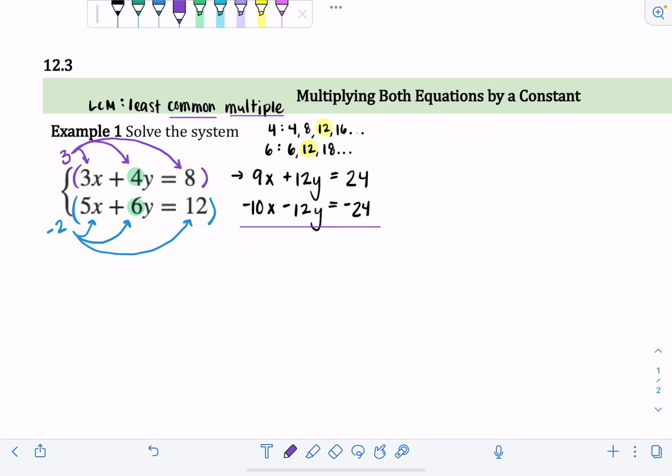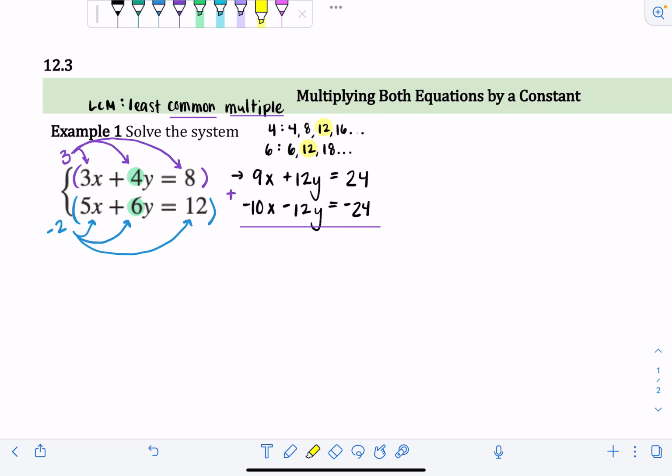And by the way, it would have been the same outcome if we had done a negative 3 and a positive 2 instead. It doesn't matter which equation you make negative. I just did the second one since it was the second one that we multiplied. So it's totally up to you to pick whichever one.